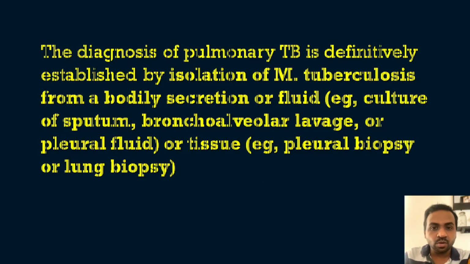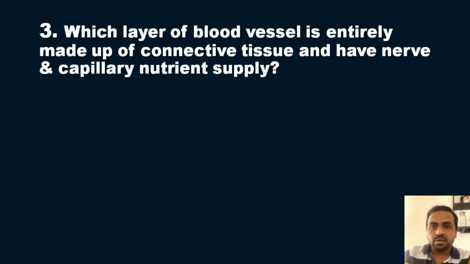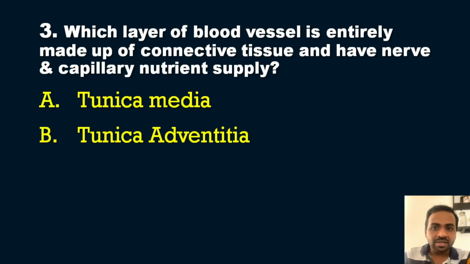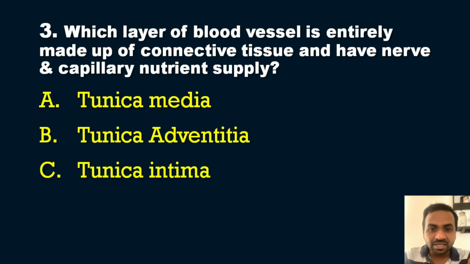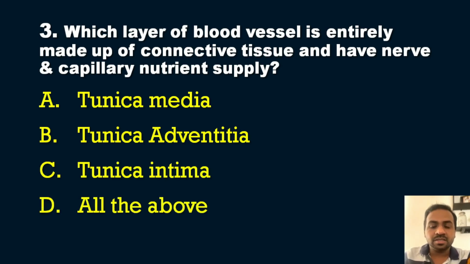Now we will move on to the third question in our series. So the question is, which layer of blood vessel is entirely made up of connective tissue and has nerve supply and capillary nutrient supply? Okay, so that's the question, and the options are: the first option is Tunica media, second option is Tunica adventitia, third option is Tunica intima, and final option is all the above.